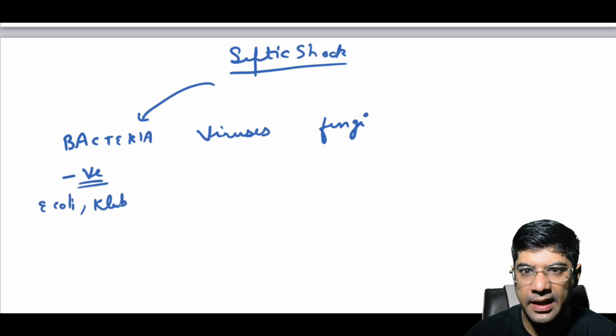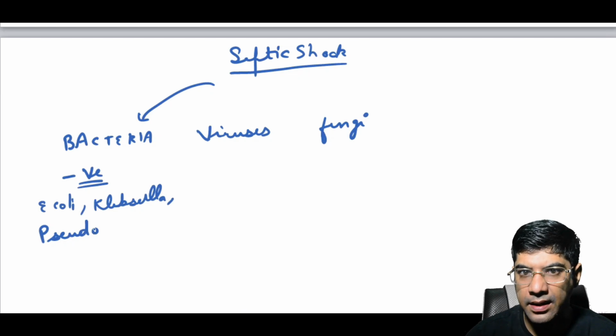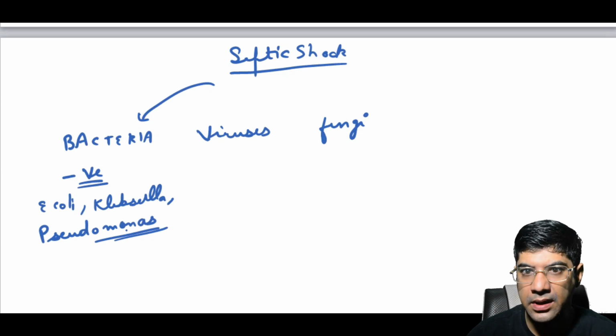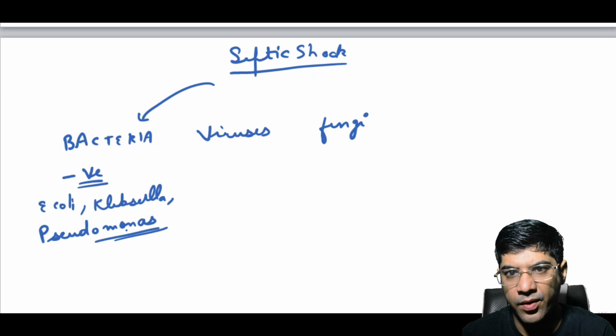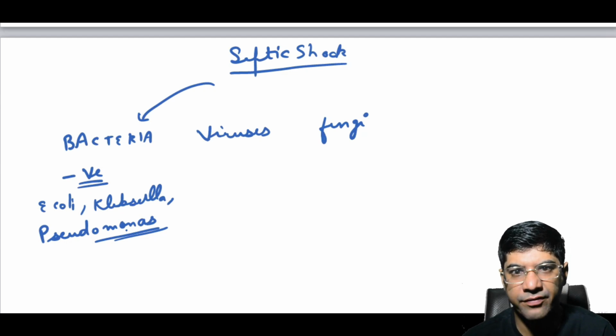The most common bacterial infections are by gram-negative bacteria like E. coli, Klebsiella pneumoniae, and Pseudomonas aeruginosa, or gram-positive bacteria like S. aureus or Streptococcus pneumoniae. Pneumonia, infection of the lungs, is a common cause of septic shock, especially in hospitalized or immunocompromised patients. So remember, in the case of immunocompromised patients, the most common cause is infection of the lungs.